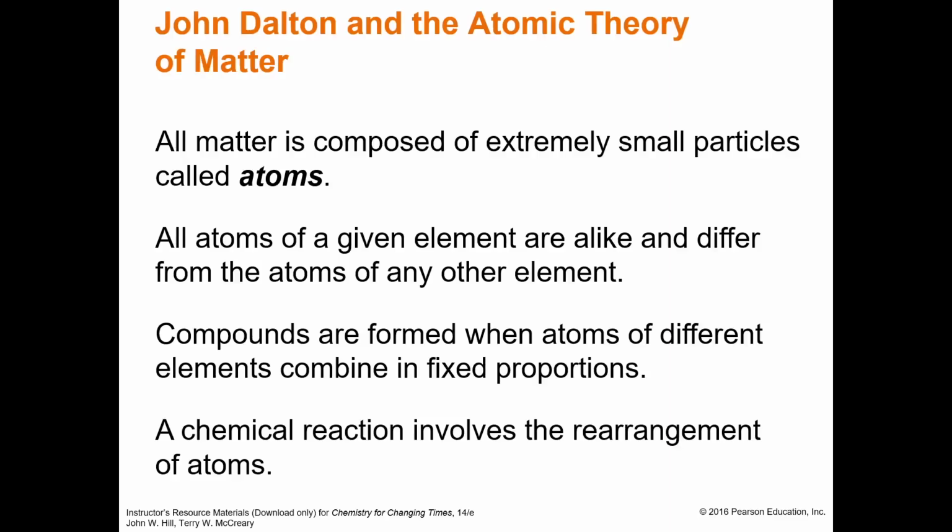Compounds are formed when atoms of different elements combine in fixed proportions. For example, a compound would be CO2. That's one carbon with two oxygens. Or water, which is H2O, just two hydrogens and one oxygen. A chemical reaction involves the rearrangement of these atoms. And so every chemical reaction just involves changing how those atoms are combined.